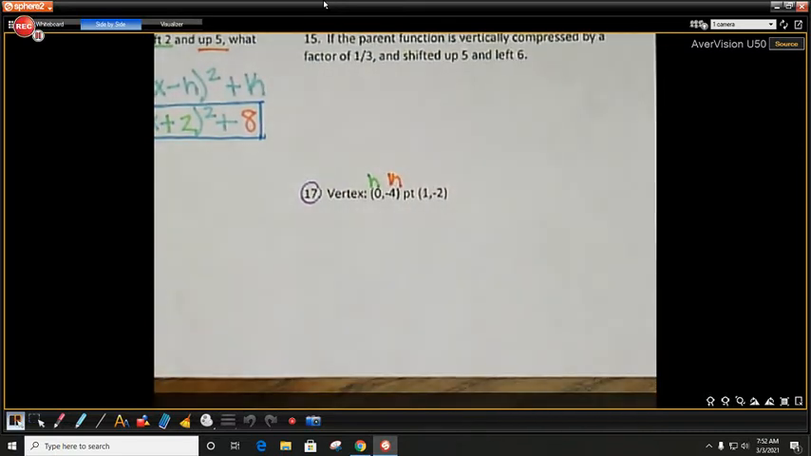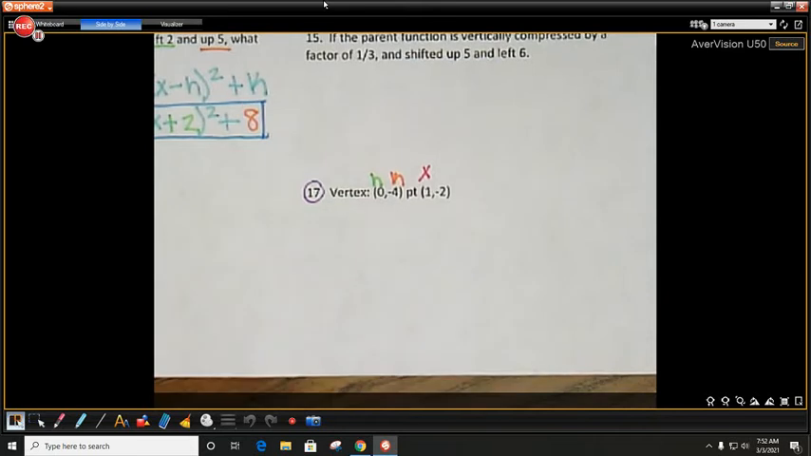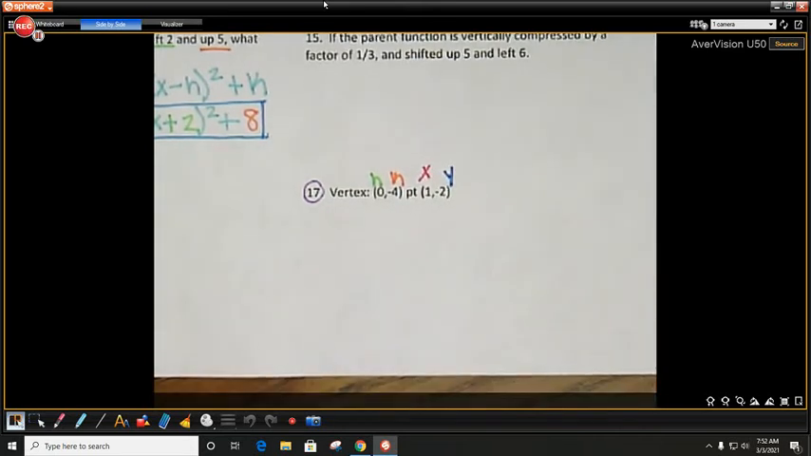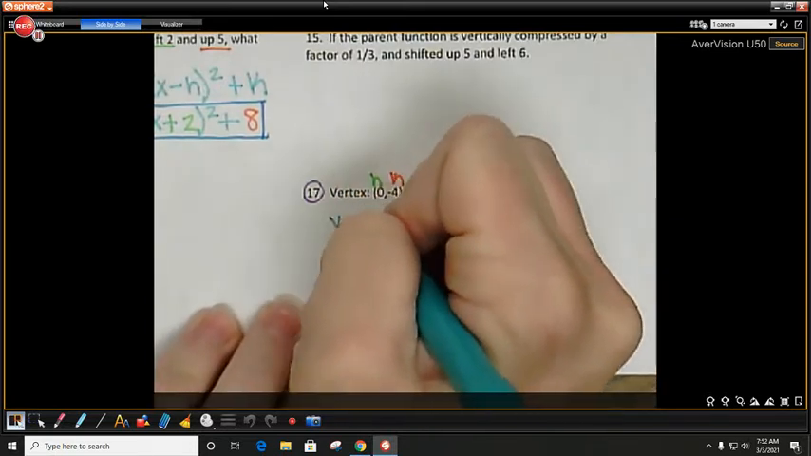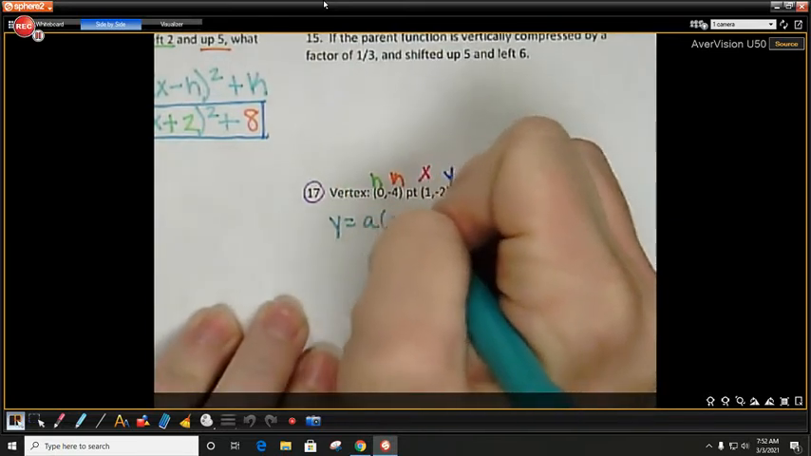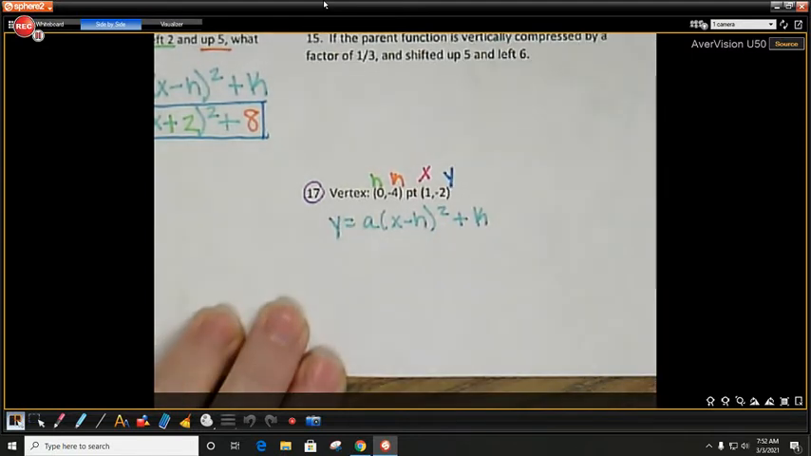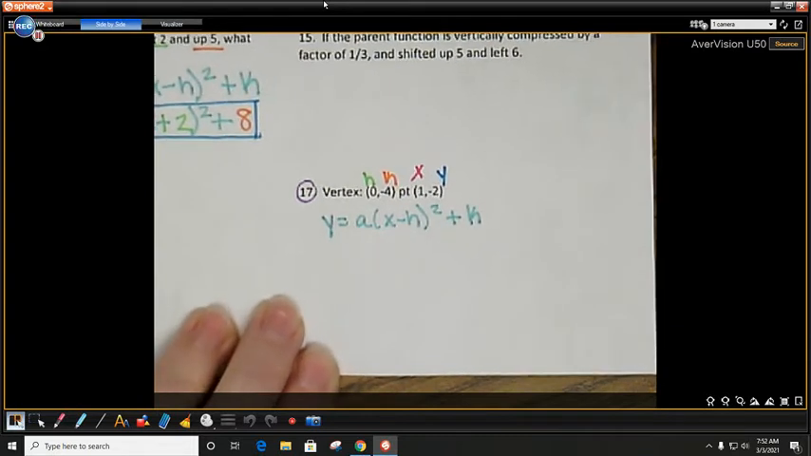And then label your point as x, y. So then we're going to write our equation in vertex form. y equals a times x minus h squared plus k. We're going to substitute in all the values we know. Well, we know all of our variables' values except for a. So this process is to calculate what the a value is.